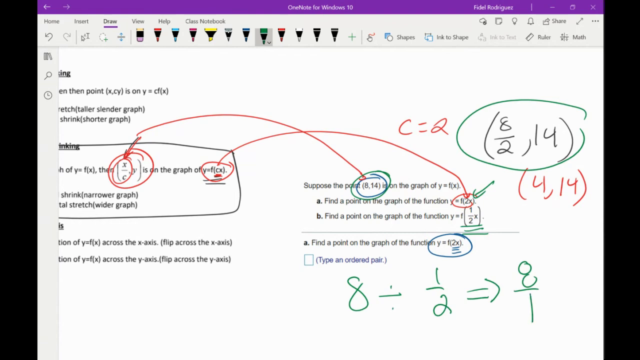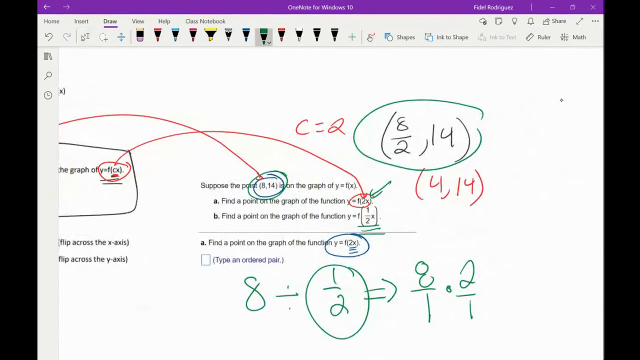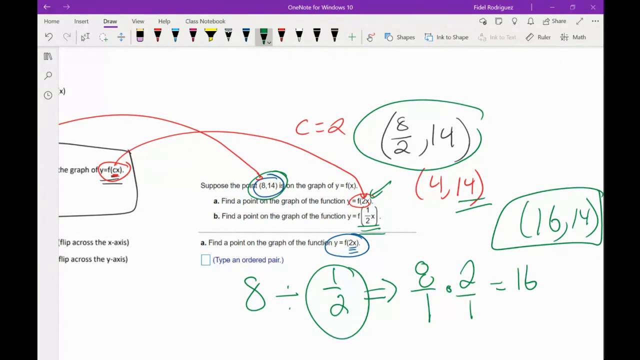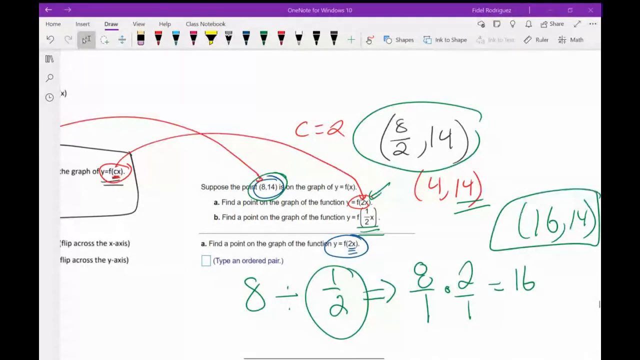Remember how we divide fractions? We say this is 8 over 1 times the reciprocal of 1/2, which is 2 over 1, and 8 times 2 is 16, right? So now I'm going to have the point 16, and remember, my y value is not changing. For the second part, it's just going to be (16, 14), right? What's the only thing I'm changing? Is just the x value. Does that make any sense? So look, I'm going to come back over here, and we're going to put (16, 14).